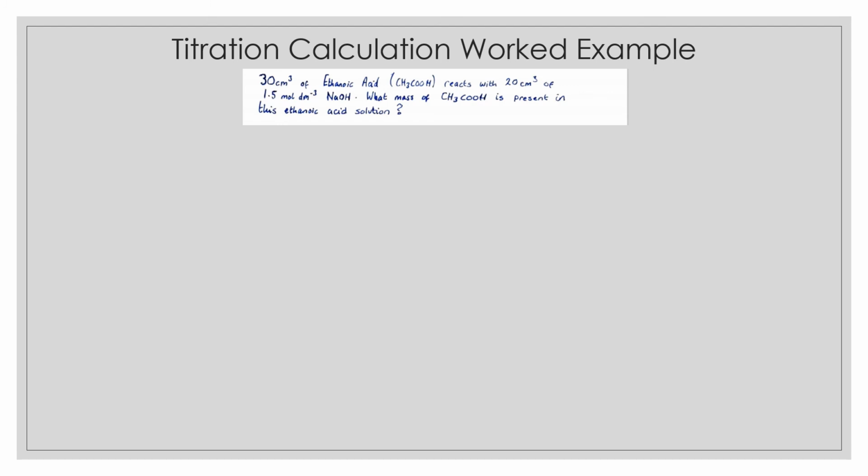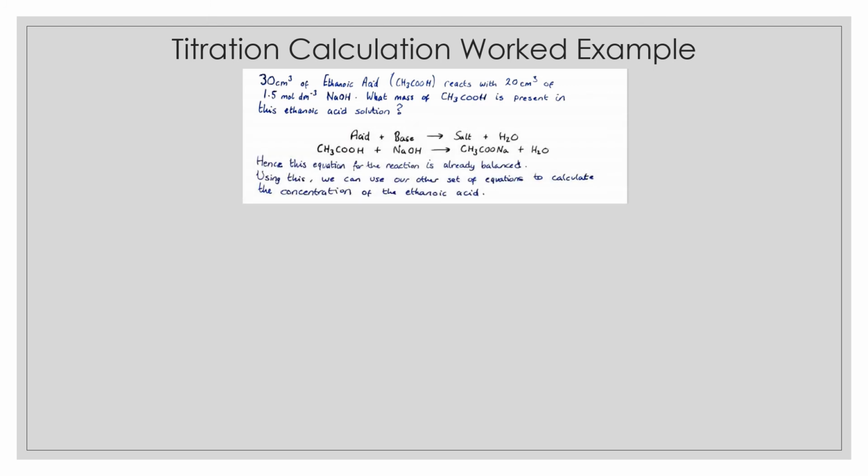Okay, so we know that an acid and a base react to form a salt and water, so water will be formed, taking a H+ from the acid and an OH- from the base. What is left? CH3COO- and Na+, which come together to make a salt. From this information, we can create a balanced chemical equation for this reaction. We can now use this and our other calculations to find the concentration of the ethanoic acid, and from that the mass in 1 dm³.